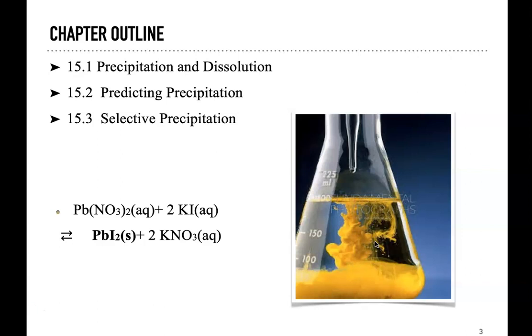We have different kinds of cations, metal cations, present in a solution. Then when you treat this one with different pH or other anions, we can selectively precipitate some of the cations. Here in this picture, we have lead(II) iodide, the precipitate.